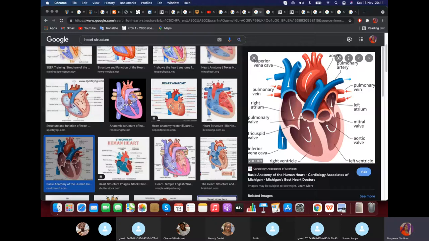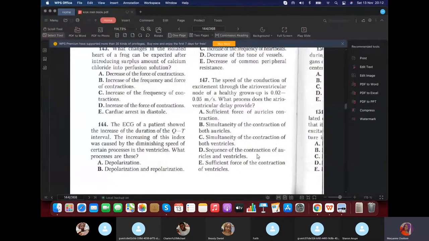No. So that's why they say pause in this AV node, because when the SA node fires, I told you there'll be depolarization of the atrium, and then it will contract to push blood down. That's why that pause is there, so that all the blood can go down. And then the AV node will send the impulse, and the ventricles will contract. You see? So that's why the answer is sequence of contraction of auricles or atrium and ventricles.